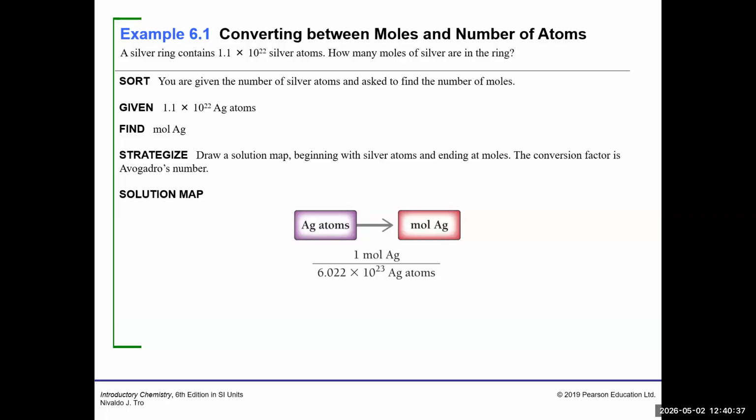Now we have this atom. We are given 1.1 times 10 to the power of 22 silver atoms, and I want us to find the moles of silver. So then we draw a solution map. That solution map helps us a lot. In engineering, chemistry and all those sciences, we call it an algorithm in other parts, but we say solution map. It doesn't matter what you call it.